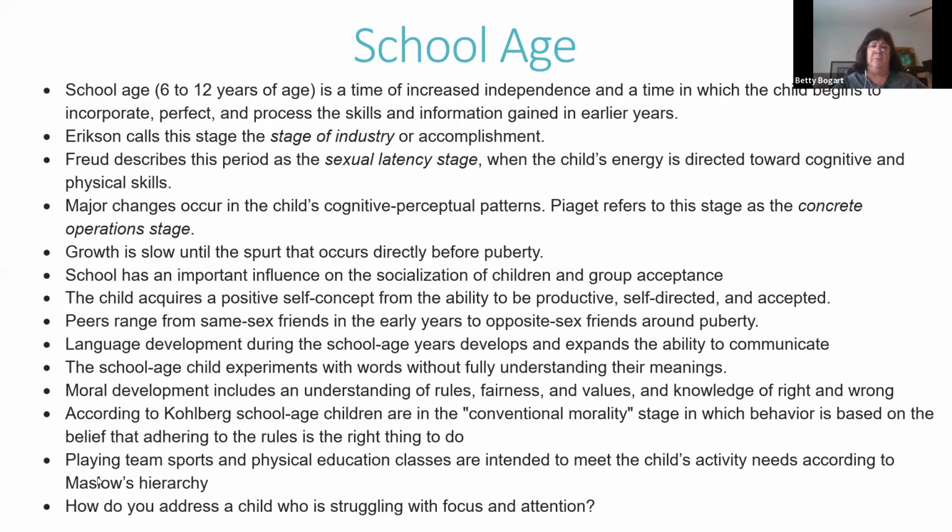School is a very important part. They are being influenced by all sorts of friends and schools, teachers, and et cetera. It's a really important influence on them. These children, again, prefer same-sex peers, and they start to turn to the opposite sex around puberty, but in school age, it is same sex. And again, remember, they influence each other really a lot.